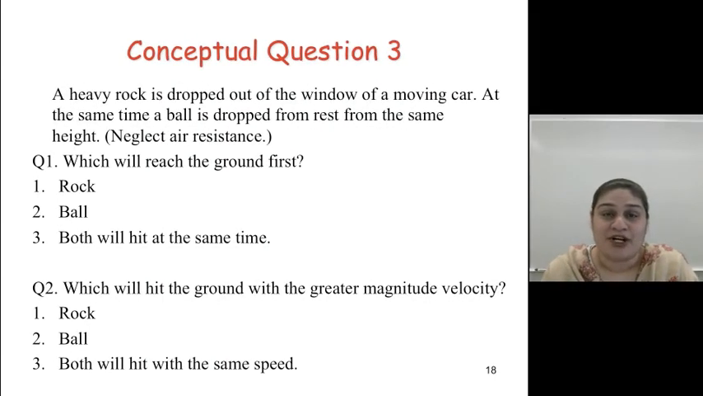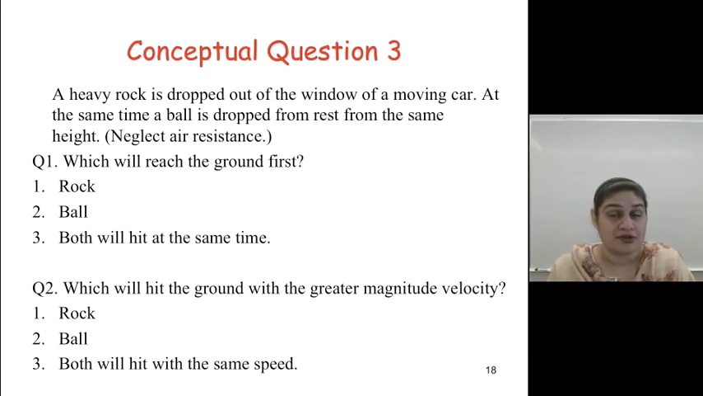The last thing I want to talk about before we move on is another concept question. A heavy rock is dropped out of the window of a moving car. At the same time, a ball is dropped from rest from the same height. Neglect air resistance. Now, important to note, we are neglecting air resistance. Which will reach the ground first? The rock, the ball, or both will hit at the same time? Question 2. Which will hit the ground with a greater magnitude velocity? The rock, the ball, or both will hit with the same speed?